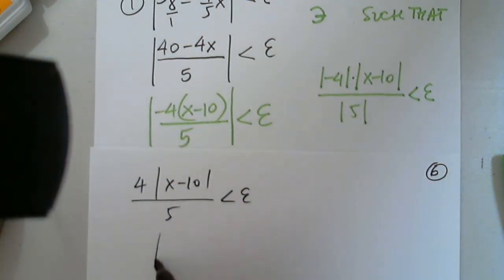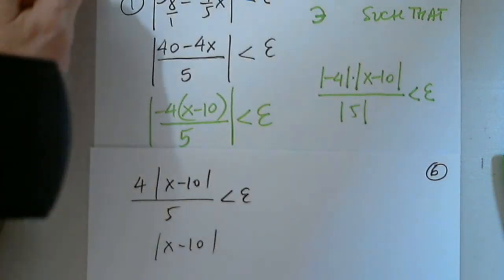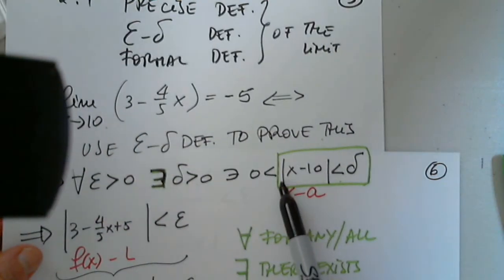All I want is the absolute value of x minus 10. I don't want anything else. This is what I'm after.